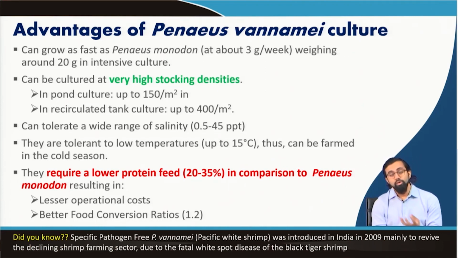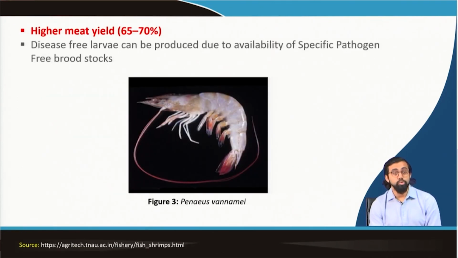It requires a very low animal protein feed, only 20 to 35% in comparison to the other Penaeus species, resulting in lesser operational cost and also a better food conversion ratio, around 1.2. It has a very high meat yield like the monodon, and disease-free larvae can be produced due to the availability of specific pathogen free broodstock, which is available with the experts and different authorities in India.